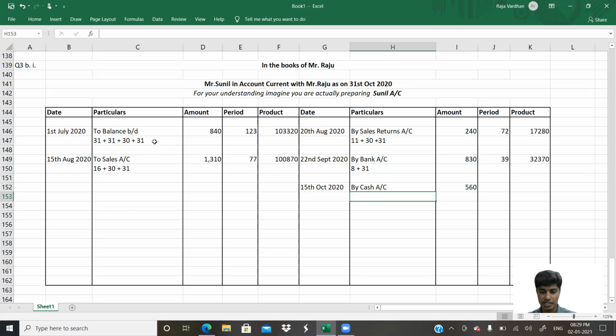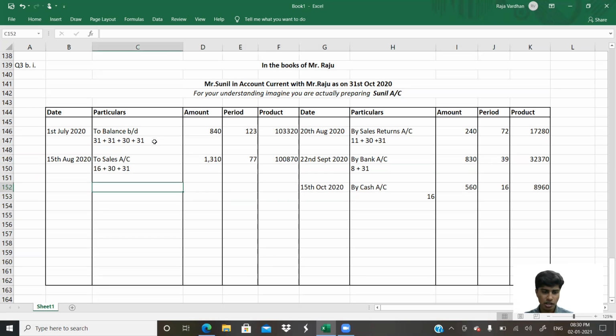Yeah, for this cash transaction, it is happening on 15th of October. 31 days in October. 15 days are gone. What is remaining is 16 days. So is equal to 560 multiplied by 16. That gives 8,960. Everything is fine.